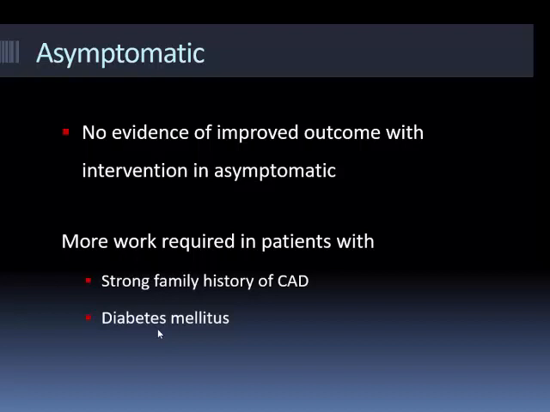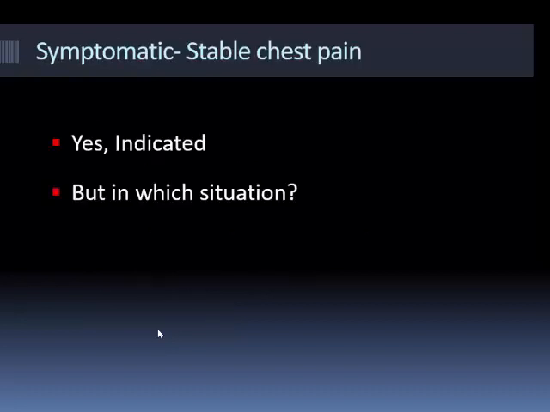There is some data to suggest that in patients that are very high risk, so for example, in patients with a very strong family history or in diabetics where you know that symptoms may not be typical and may even be absent, then there may be an argument for screening these patients. But at the moment, the data would support not screening asymptomatics. So in terms of your symptomatic patients, much easier.